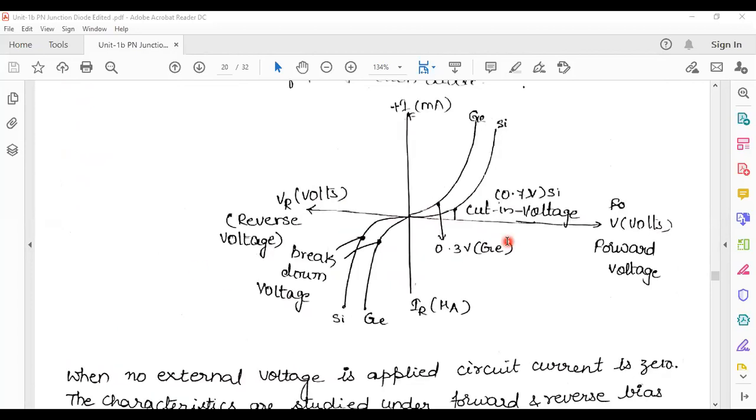Here in the examination, you can draw only one line. There is no need to draw both. For our convenience, we have drawn for germanium as well as silicon here. But in our exam, only one line is enough for both the positive and negative characteristics graph.